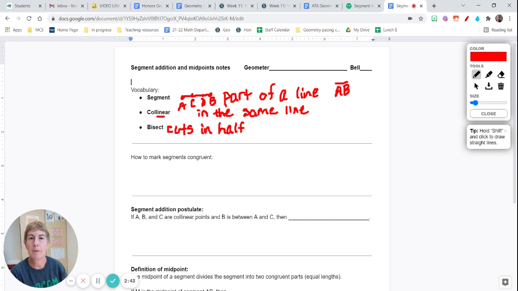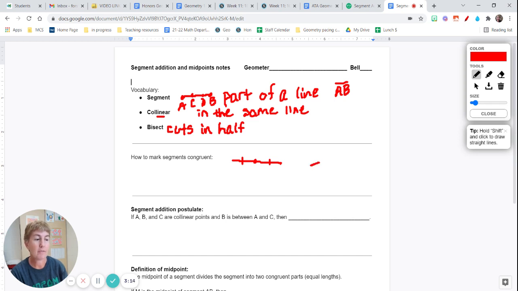Next up, how to mark segments congruent. If you have a segment and let's say that that's the midpoint, we want people to know that this piece is congruent to this piece, and the way we do that is simple. We put the same little mark on both of those. So anybody that knows about geometry, when they look at this, they know that that's not just any point, that's the exact center, that's the midpoint, because the two halves are marked the same.